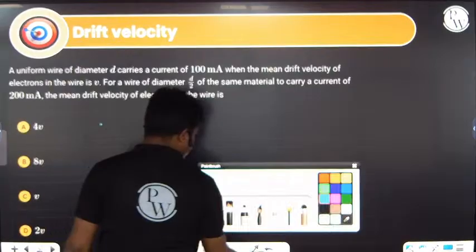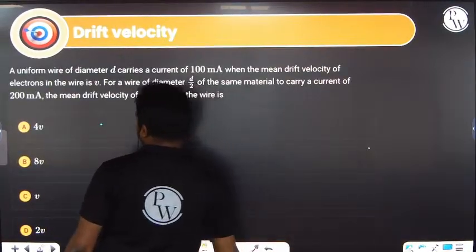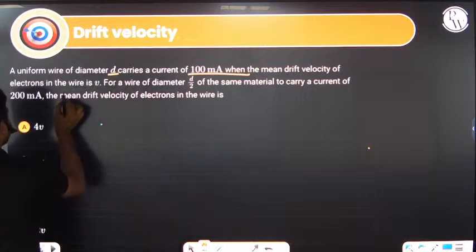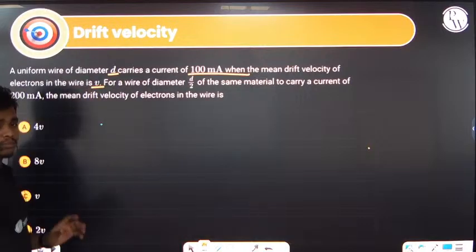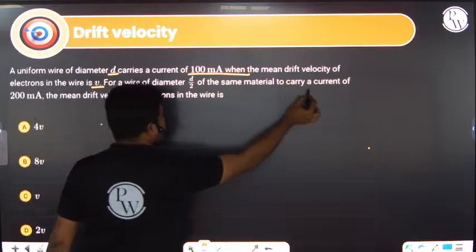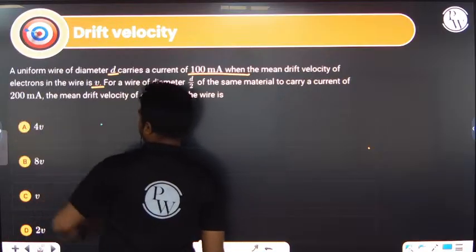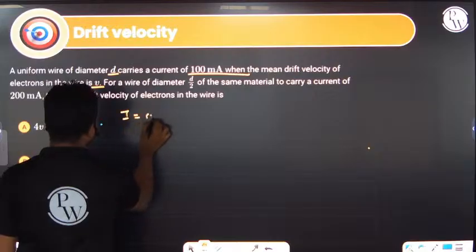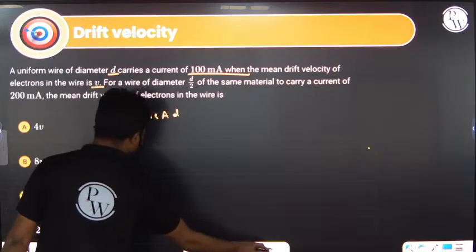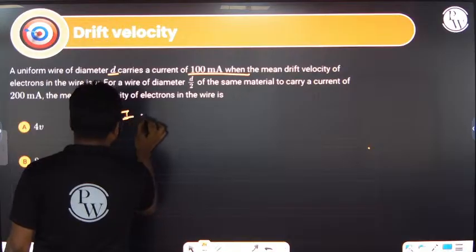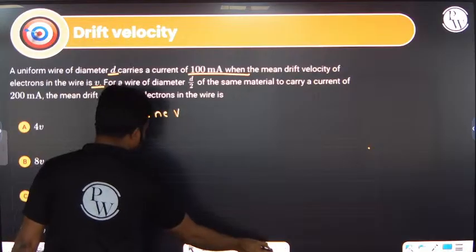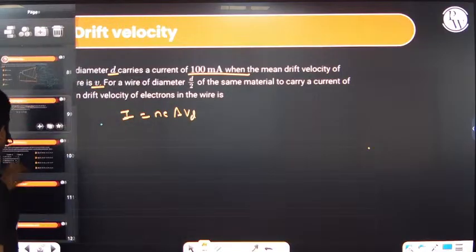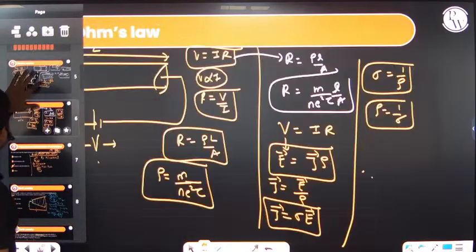Again, let's talk about this particular question: a uniform wire of diameter D carries a current of 100 milliampere when the mean drift velocity of electrons in the wire is V. For a wire of diameter D by 2 of the same material to carry a current of 200 milliampere, the mean drift velocity of electrons in the wire should be given by. Here I equals neA vd. This is the formula that we are using.